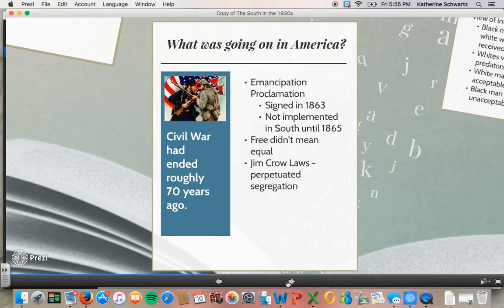Interesting how even though it was signed and it said these slaves are free, that did not happen right away. And even after it was implemented in the South, free did not mean equal. And that's where we get into the Jim Crow laws, which you should have already talked about in your history classes, where segregation really still had a major impact. You still remember the pictures of the two drinking fountains. Yes, they had drinking fountains, but were they the same? No. So being free, having the same rights, didn't really mean the same thing.